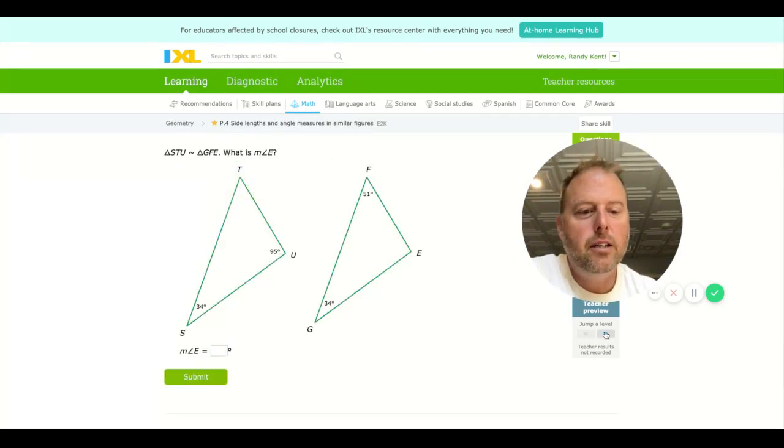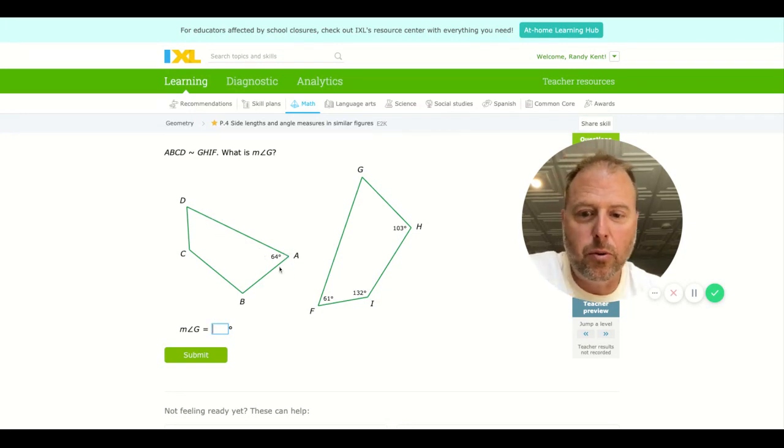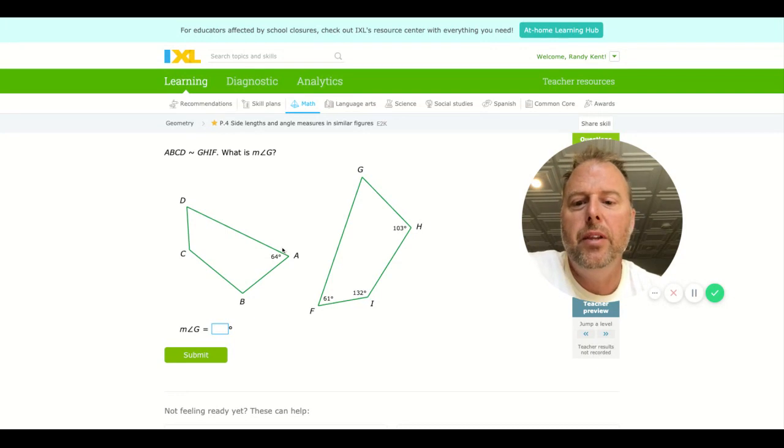Let's see if we can take it to another level here. ABCD is similar to GHIF. So ABCD, so A matches up with G. So it looks like we're rotating it over here. So A would be on top of G, B is on top of H, etc. Okay, so what do we know? We know that all the angles have to be exactly the same when they are similar figures.